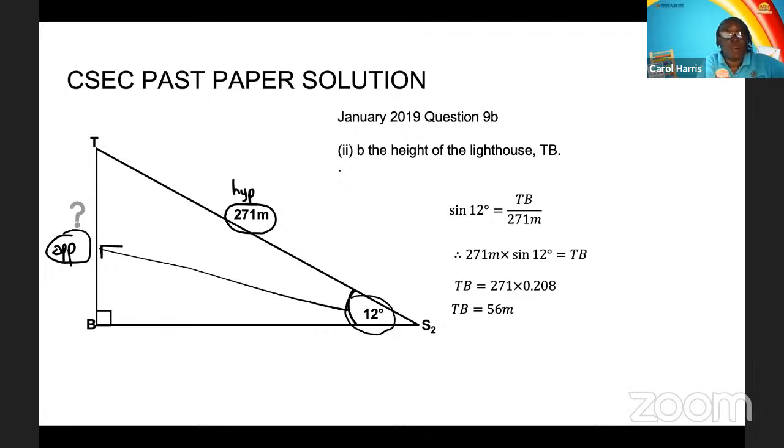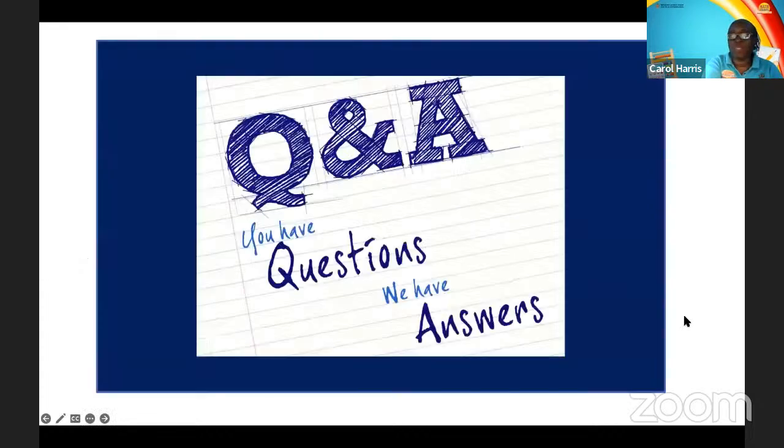So these are some ways you would use your trig ratios to answer CSEC questions. We've tried to take real questions so that you can get real examples. Are there any questions? We're going to wrap up here because we've passed the 25 minutes that we said we would ask of you. Do you have any questions at all before we wrap up? Yes, Deshaun, 56 meters is correct.